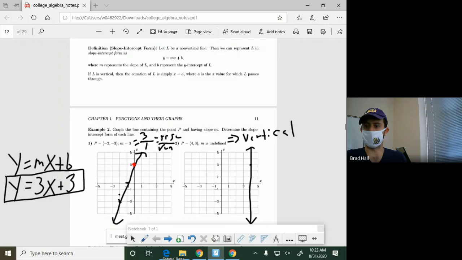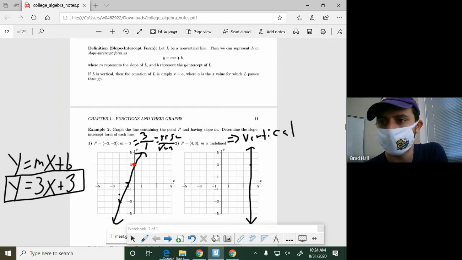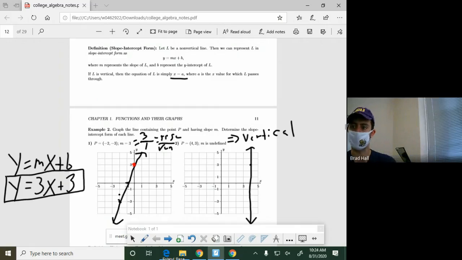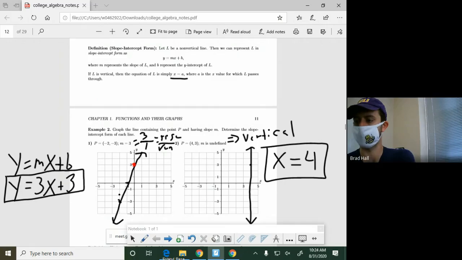Well, we don't have a slope, so we have to use that equivalent form. And again, I wrote that up here. It says x is equal to a. So how we translate that is x is equal to the x value, which is 4. And that would be it.